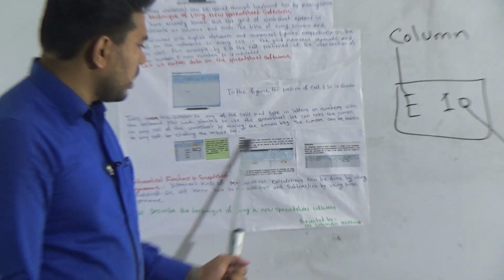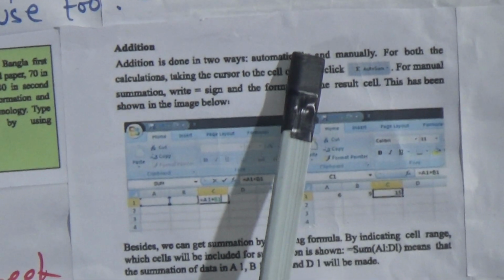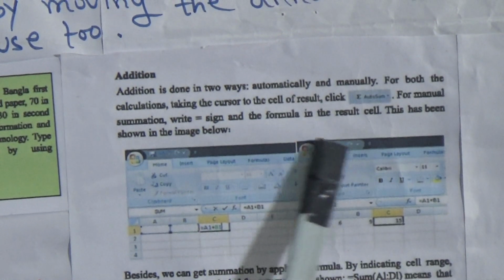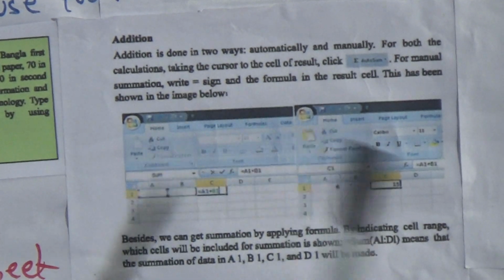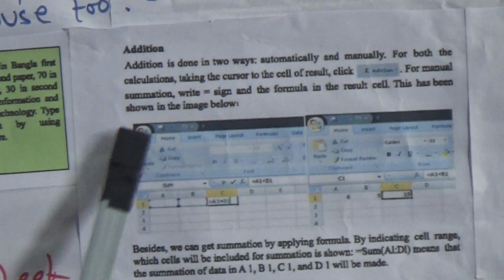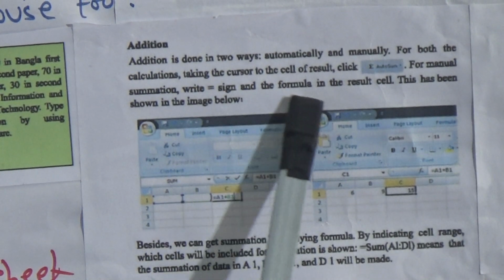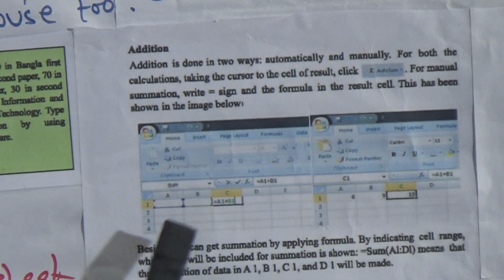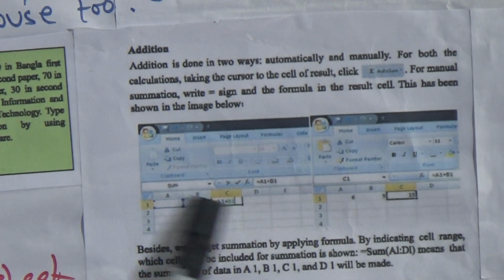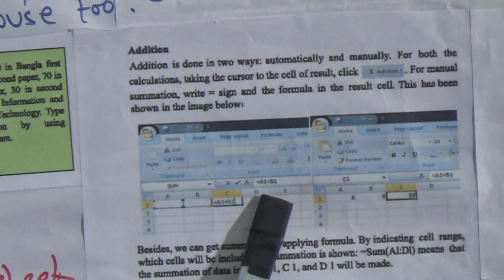For both calculations, you need to move your cursor to the cell of the result, then click it. For example, for manual summation, write the equal sign first. For manual, you have to write the equal sign and the formula in the result cell. This has been shown in the image. All are written here in the result cell.